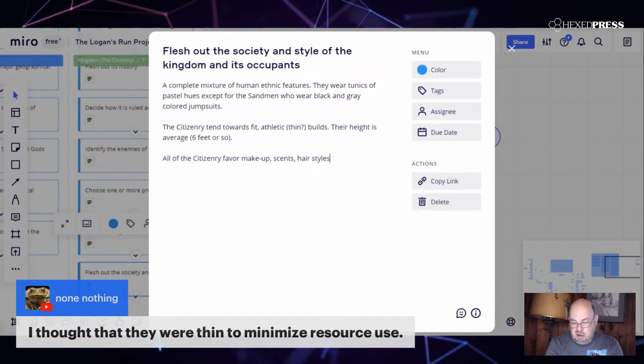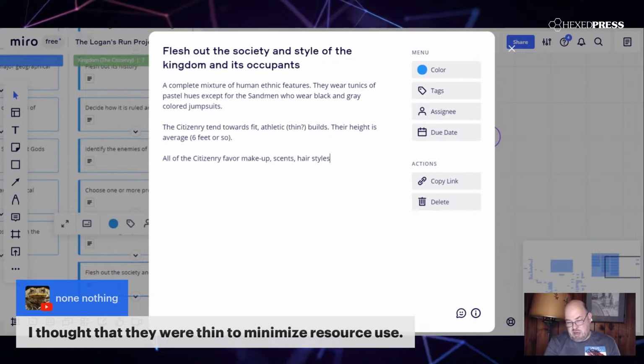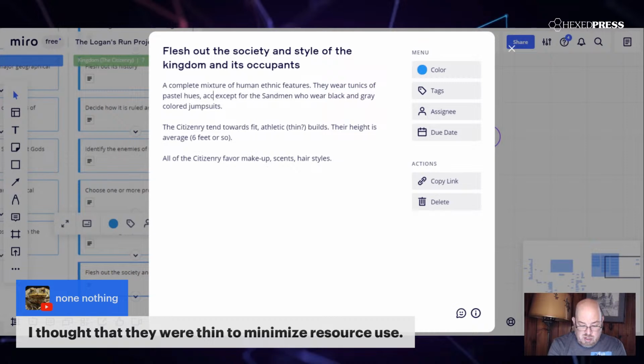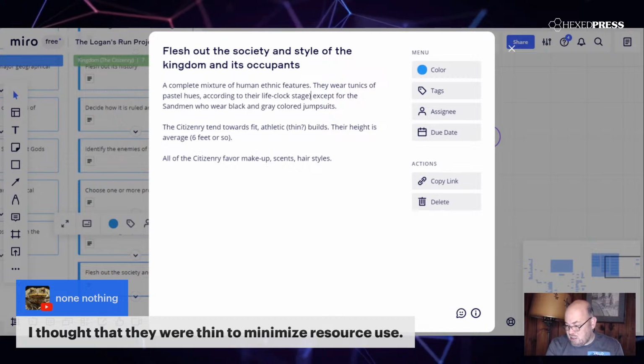I think part of what they want us to do is come up with... well, I guess these are still kind of basic, intricate hairstyles of braiding. I think the things that they definitely have are culturally significant. And I'll put it up here: according to their life clock stage. I think that's the one thing maybe we could say is kind of locked in there.